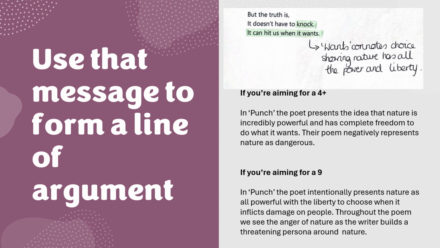So have a look at my first introduction. I've sort of differentiated this so you can see. If you are aiming for a 4+, have a look at my first example. If you are aiming for a 9 or something close to a 9, a 7, 8 or 9, look at my second example. So, in Punch, the poet presents the idea that nature is incredibly powerful and has complete freedom to do what it wants. Their poem negatively represents nature as dangerous.